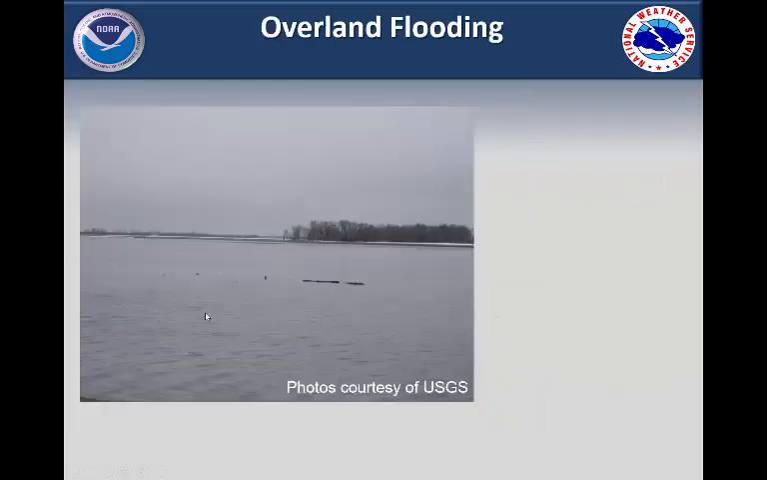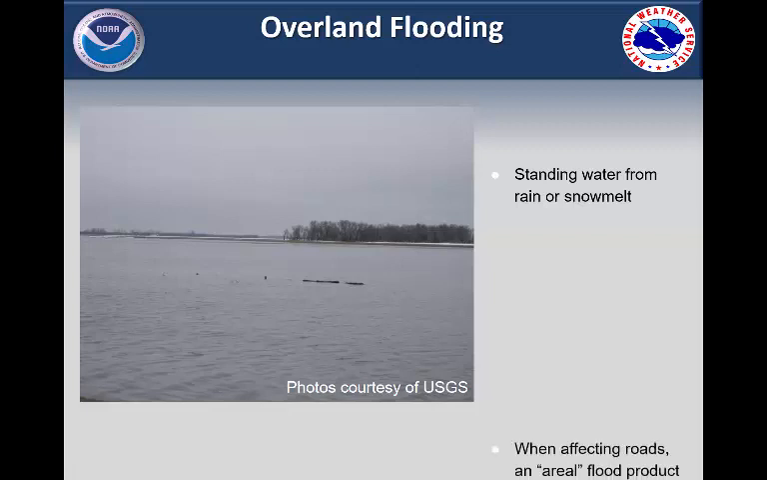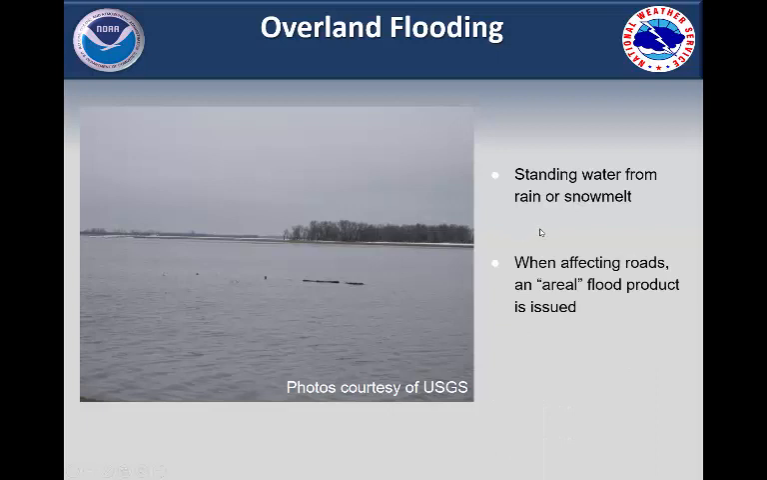Another type of flooding that we can get here in the northern plains is overland flooding. That often isn't even near any kind of river or creek, but is just standing water from rain or snowmelt. It, of course, has a huge impact on agricultural interests, but if the overland flooding gets bad enough to affect roads, we at the National Weather Service will issue an areal flood product.